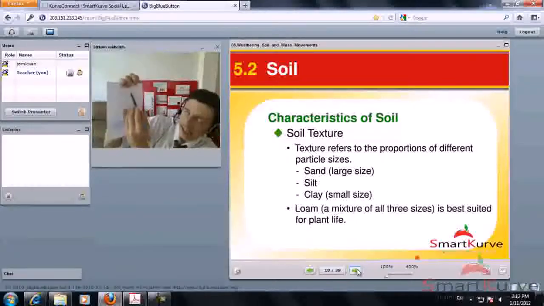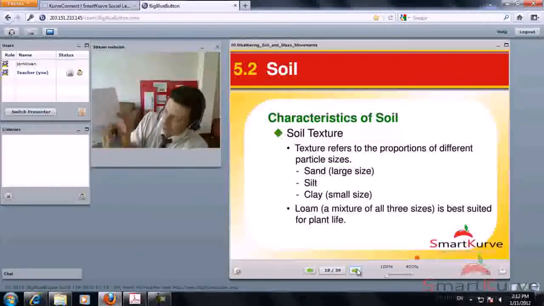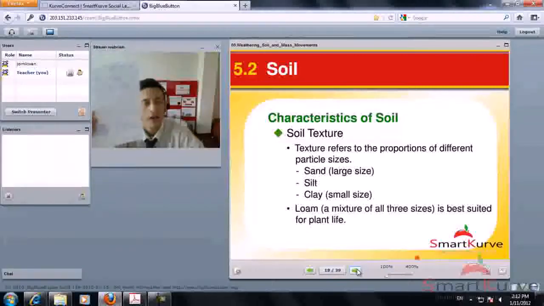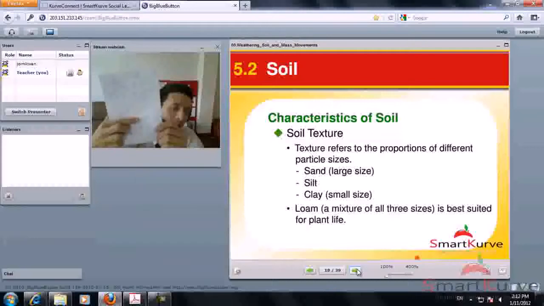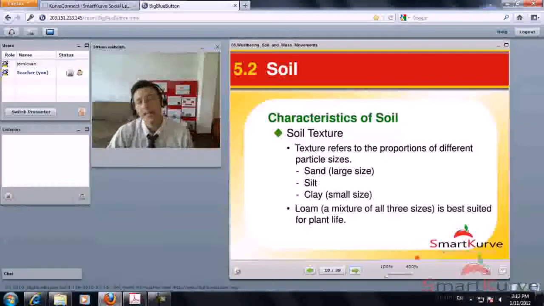So our sand lets in air, but it can't hold water. The clay will hold water, but it won't let in air. So with soil that's too sandy, we have plenty of air but no water. With soil that has too much clay, we've got plenty of water but no air. And remember, we need a mixture of both to have good soil. That's why it's good to have a mix of sand, loam, or, sorry, of sand, silt, and clay.